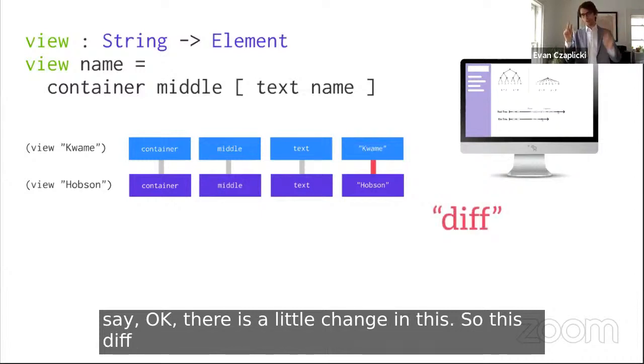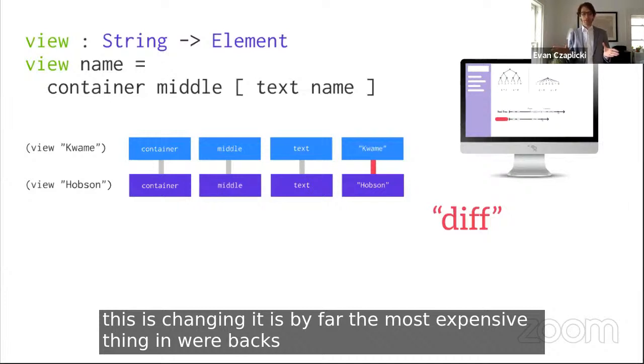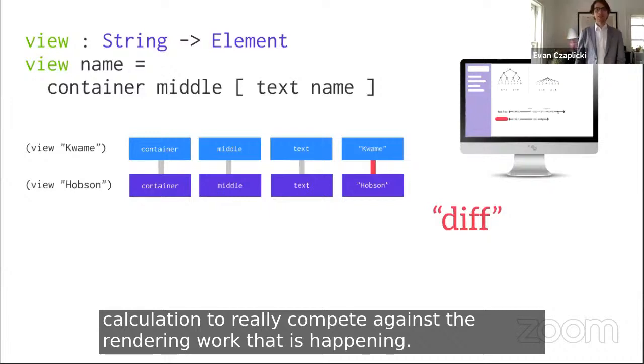So this diff is then just a spot change in the DOM. The reason Elm was doing this is that changing the DOM is by far the most expensive thing in a web application. You have to be doing like three physics kind of stuff for the computation to really compete against the rendering work that's happening.